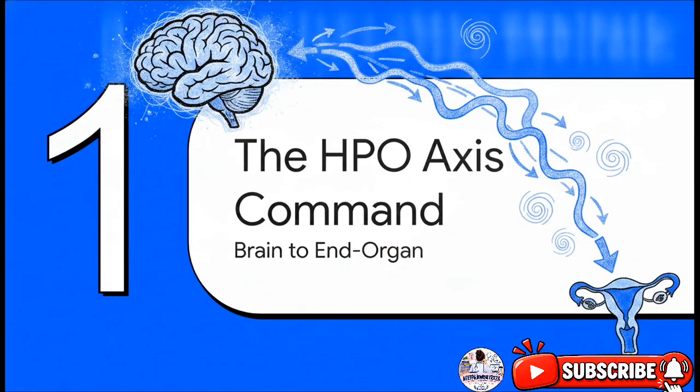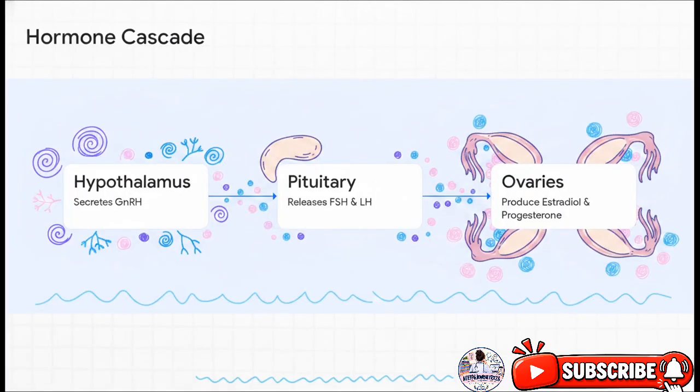Section 1. The HPO axis command. From the brain down to the end organ. Think of this as an elegantly simple three-step cascade. It shows us how a single releasing hormone triggers specific gonadotropins that eventually wake up the ovaries. It all kicks off when the hypothalamus secretes gonadotropin-releasing hormone, or GnRH.